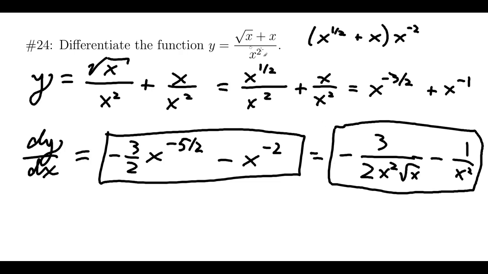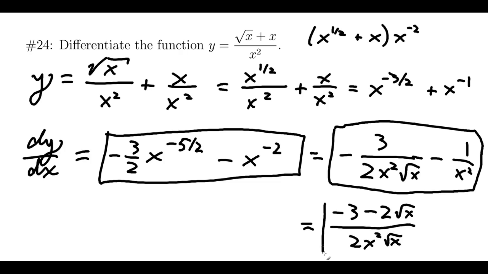If you wanted to bring this into a single fraction, of course you could put this over a common denominator. We're missing the 2 radical x in the second case, so we could write this as negative 3 minus 2 radical x divided by 2x squared radical x. This would be another way of writing the expression. Normally, I would say just stop with this first one. This is perfectly good.